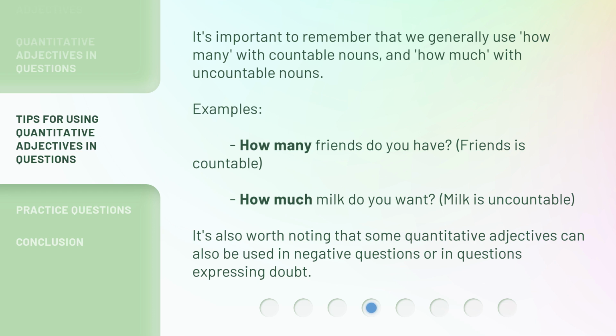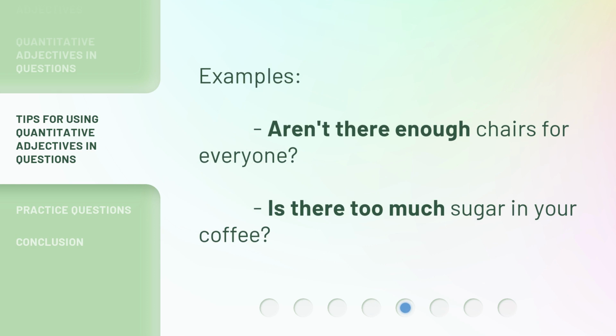Milk is uncountable. It's also worth noting that some quantitative adjectives can also be used in negative questions or in questions expressing doubt. Examples: aren't there enough chairs for everyone? Is there too much sugar in your coffee?